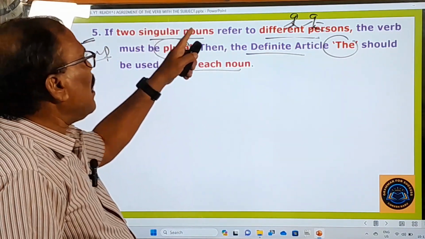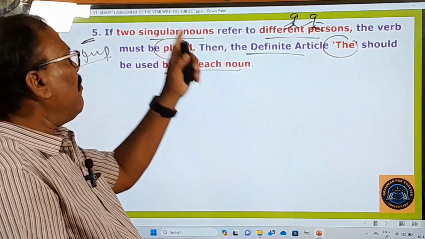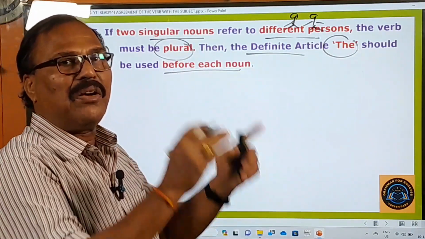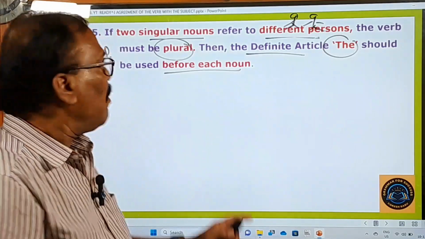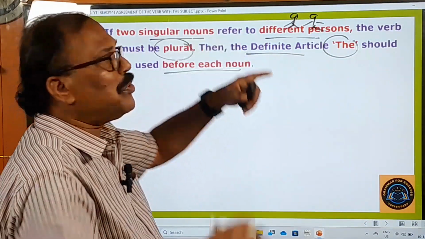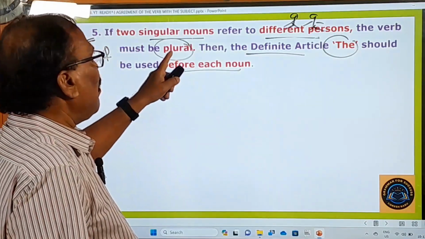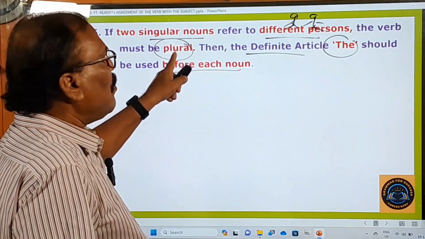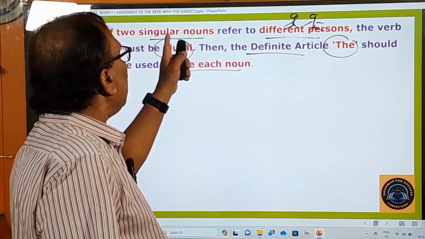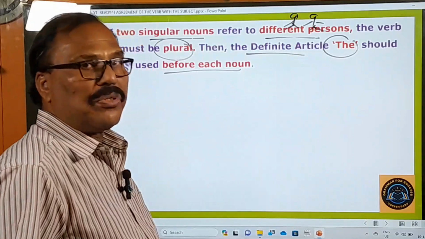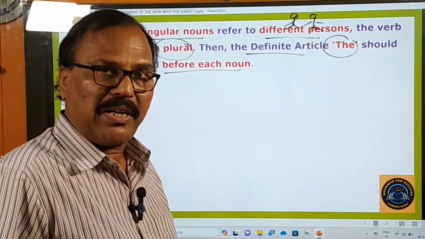So if the two singular nouns refer to one person, the following verb must be only the singular. But if the two singular nouns refer to two different persons, then the verb must be plural. So when that is the case, before each singular noun we have to use the definite article the. This point you have to understand.